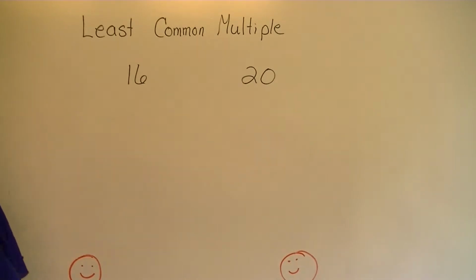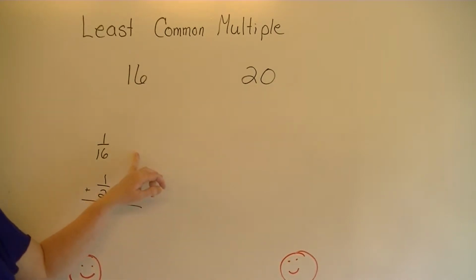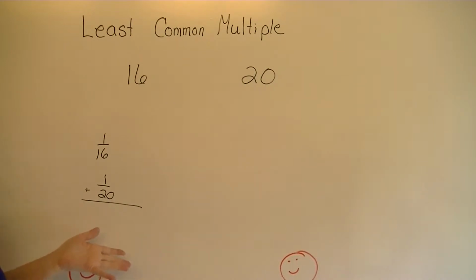Well, before we do that, I think it's really important to understand why you would use or need the least common multiple. Let's say that you had the fraction 1/16 and you had 1/20 and you wanted to add these. Well, you would need to find a common denominator. So the least common multiple can be used for finding a common denominator and also comparing fractions when you need to find a common denominator. So let's look at how this works.